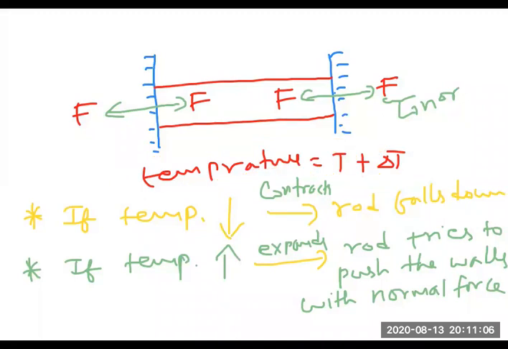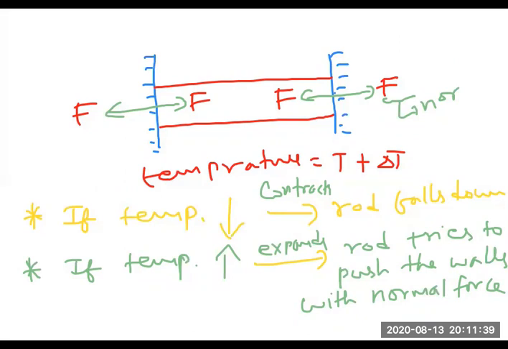Whenever it is heated, temperature increases, and the rod always tries to expand. But here it is fixed between two rigid walls. Those walls will not move. So here what happens? It has to change the shape. To increase its length, it has to change the shape, because of the two rigid walls.